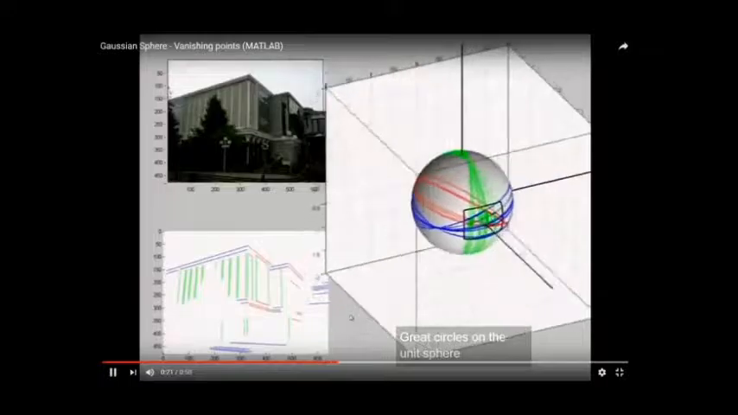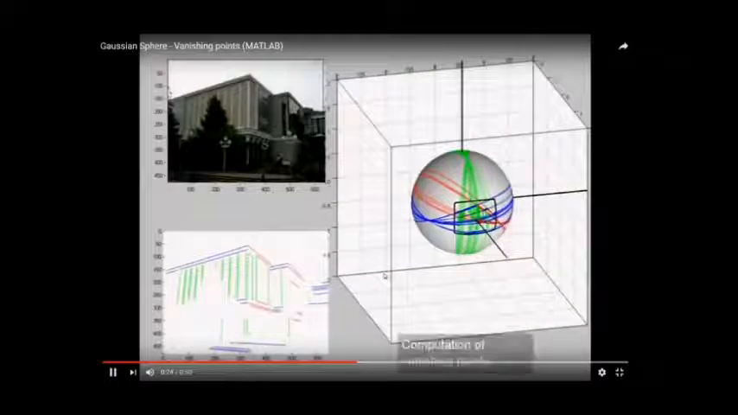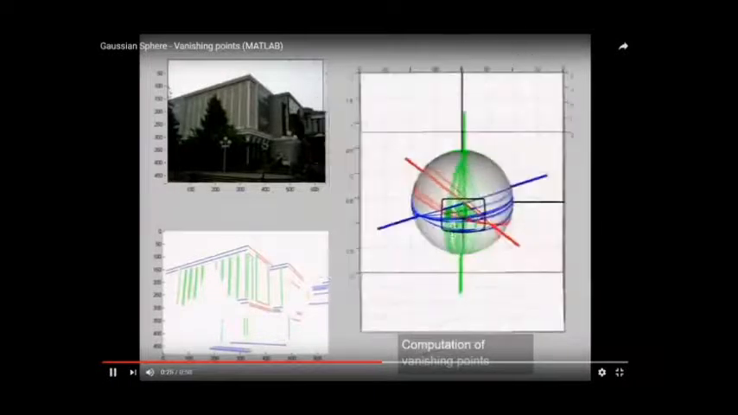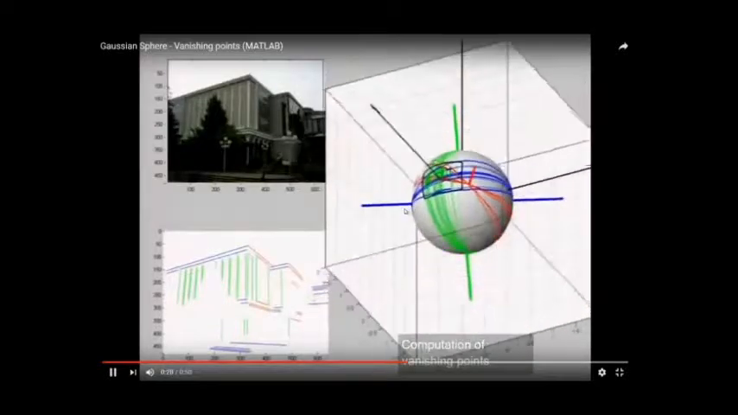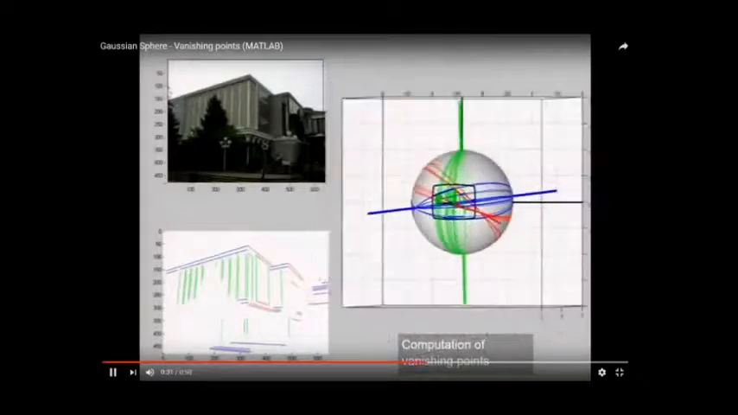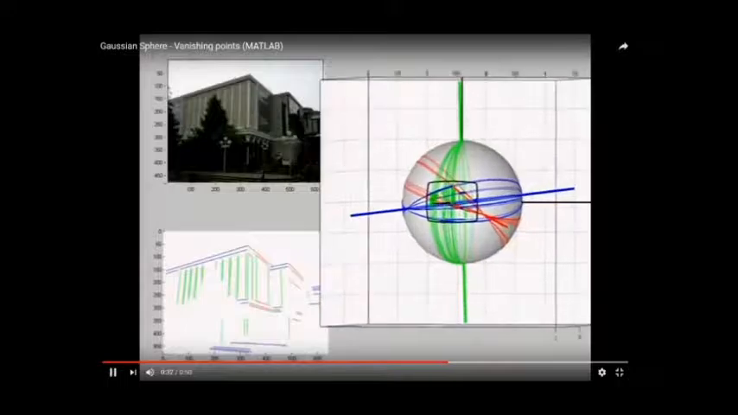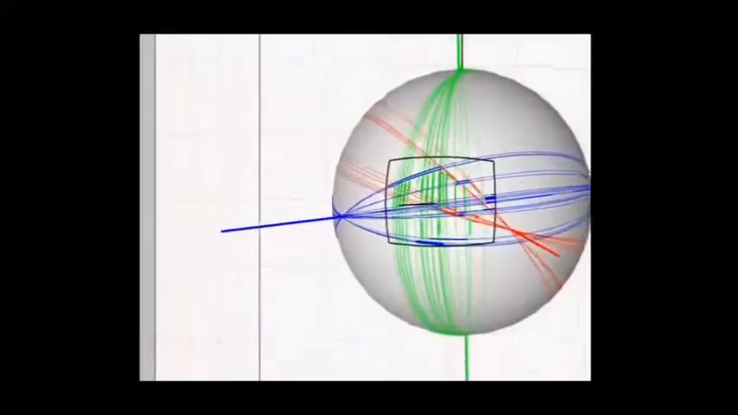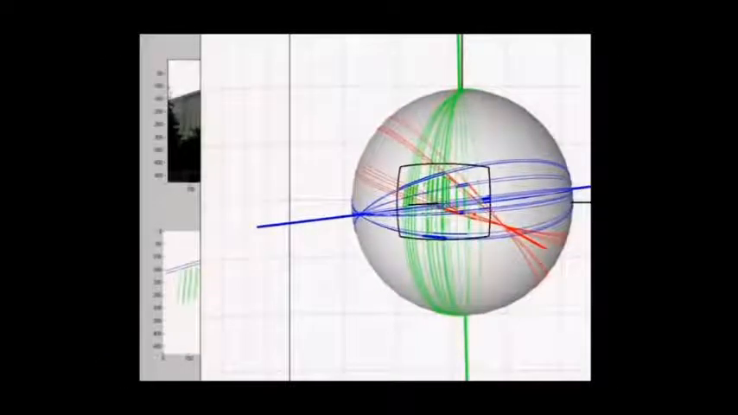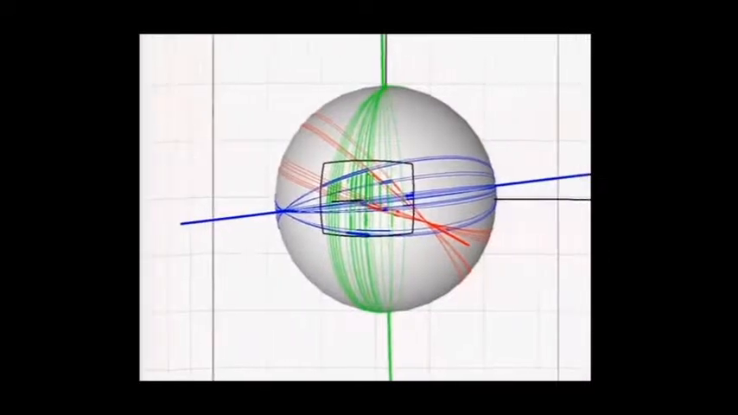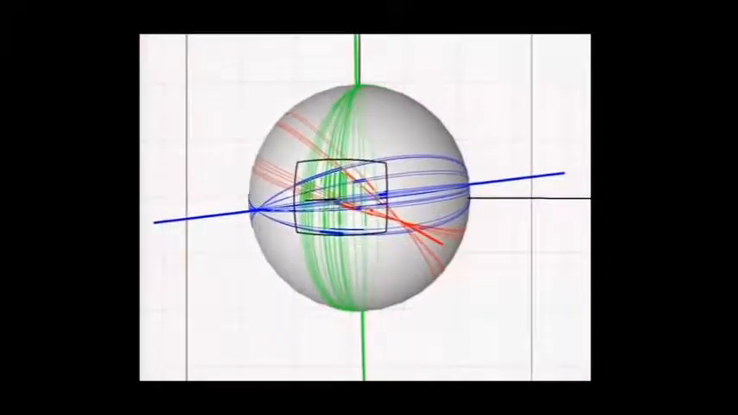So we have a vanishing point here. We have another vanishing point here. Then again we have some vanishing points here. And what will happen if you join these two vanishing points? What will you get? A vanishing line, right? And as we have multiple vanishing points, we'll get multiple vanishing lines here, right?